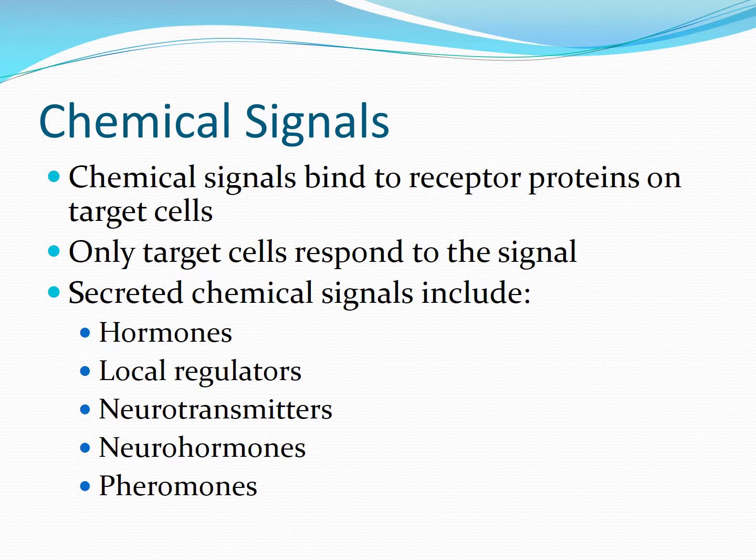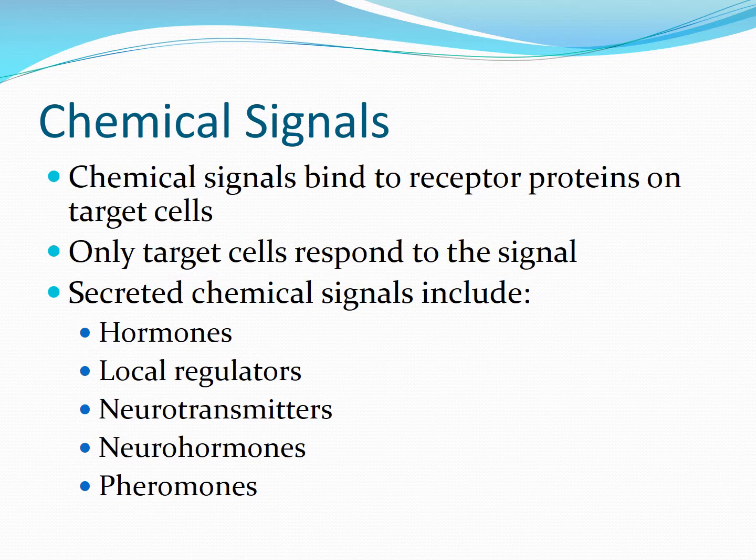Just like we mentioned in chapter 11, the chemical signals are going to bind to some type of receptor protein. Depending on that chemical signal is where this receptor is going to be. If the signal is nonpolar, the receptor will be inside of the cell. It'll be an intracellular receptor. If this signal molecule is polar, then we're going to find that the receptor protein will be found on the membrane. So only the target cells will respond to the signal because only the target cells will have the appropriate receptor for that signal.